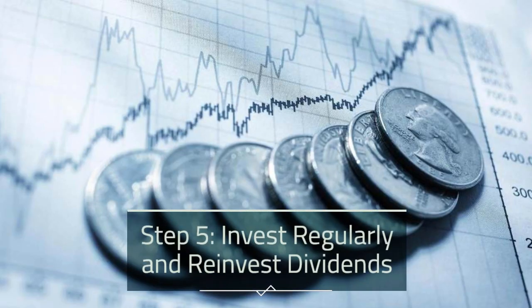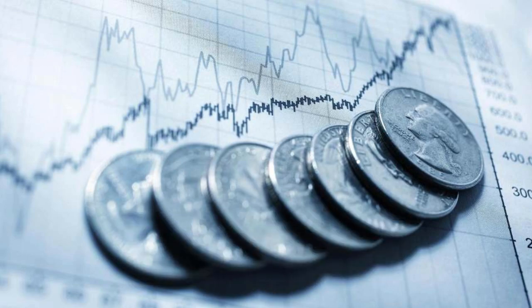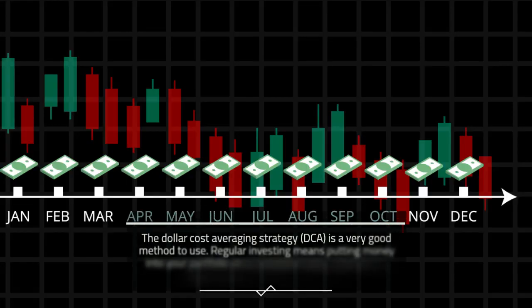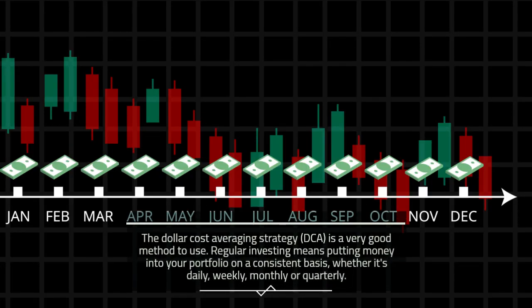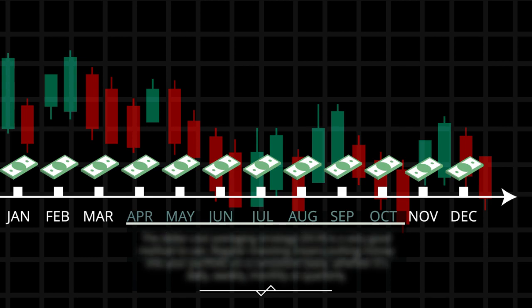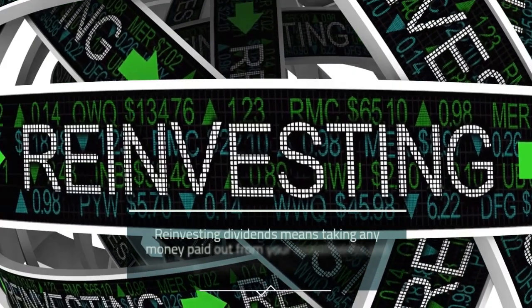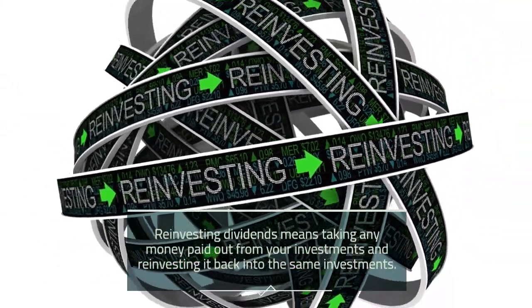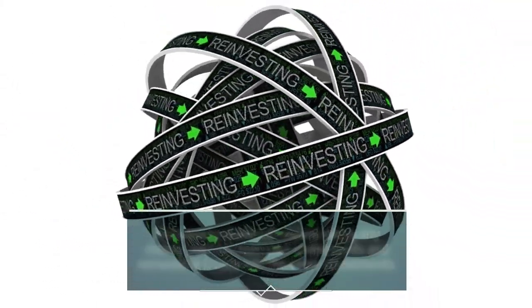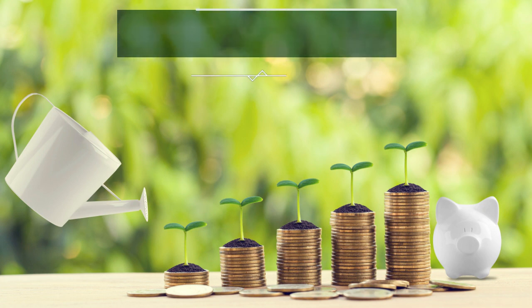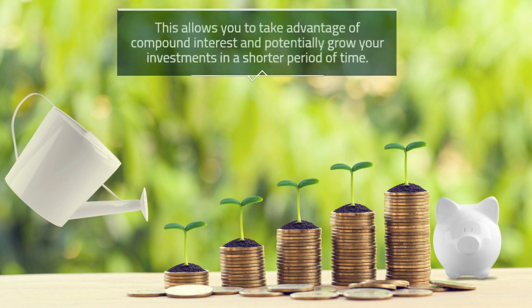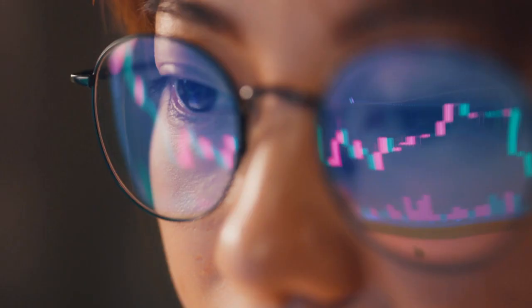Step 5. Invest regularly and reinvest dividends. The dollar cost averaging strategy, DCA, is a very good method to use. Regular investing means putting money into your portfolio on a consistent basis, whether it's daily, weekly, monthly or quarterly. Reinvesting dividends means taking any money paid out from your investments and reinvesting it back into the same investments. This allows you to take advantage of compound interest and potentially grow your investments in a shorter period of time.